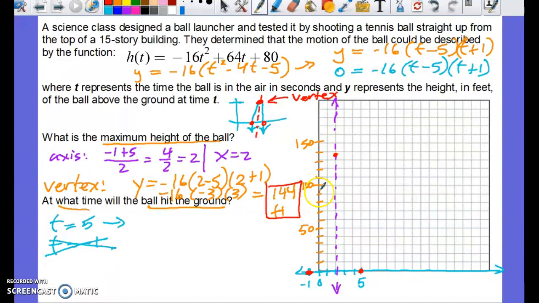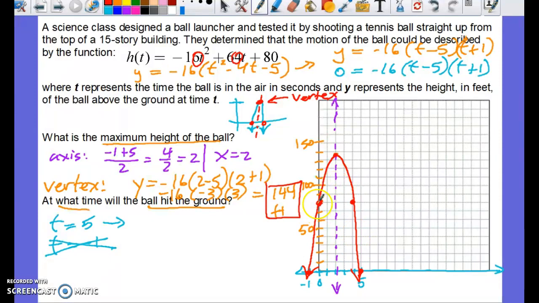Now, when the ball is launched, it's at 80. At time equals 0, if we put 0 in here, it should be 80 feet off of the ground. So there's another point for you. That's 2 away from the axis of symmetry. And now I have this parabola that I know how to graph from all the other videos in this unit. And there you have it.